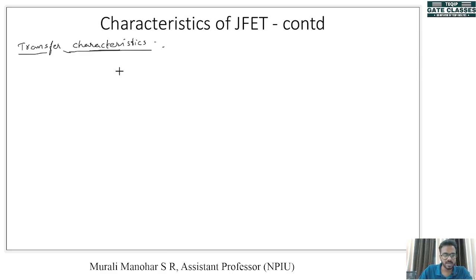And this transfer characteristics follows an equation, and that equation is given by ID is equal to IDSS into (1 minus VGS by VP) the whole square. This is the equation for ID in terms of VGS, because VP and IDSS are constants. This IDSS is called the drain to source saturation current, VGS is the gate to source voltage, and VP is the pinch-off voltage. VP and IDSS are constants, so ID depends on VGS. Okay, this equation was derived by a scientist called Shockley, and thus this equation is called Shockley's equation.